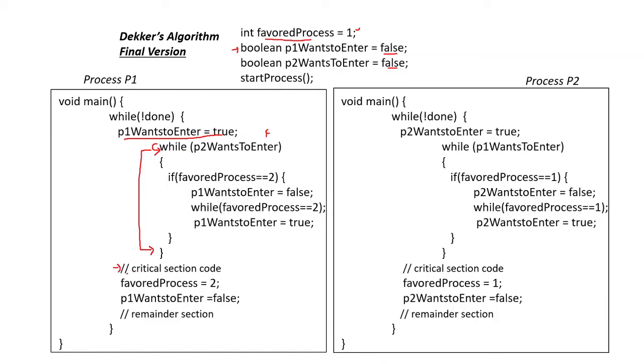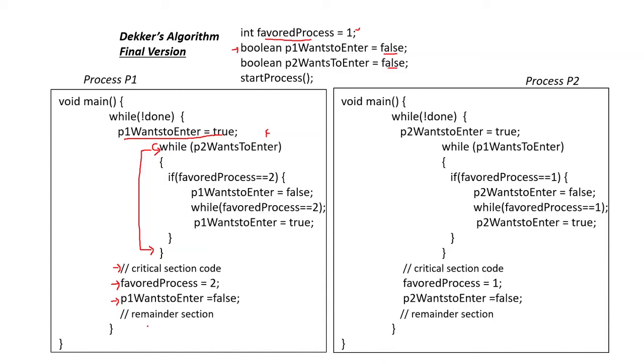After executing in the critical section, it will change the favored process value to 2. And this P1 wants to enter value will also be changed to false. Now let's see if it does that lockstep synchronization again.